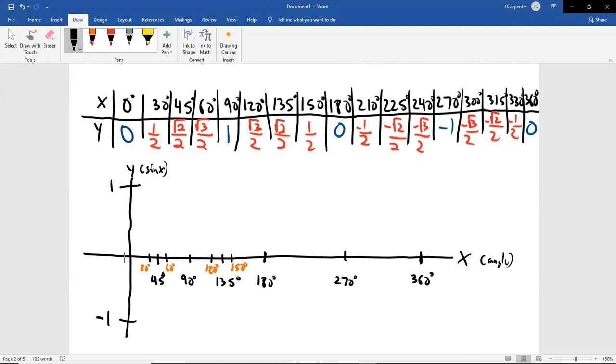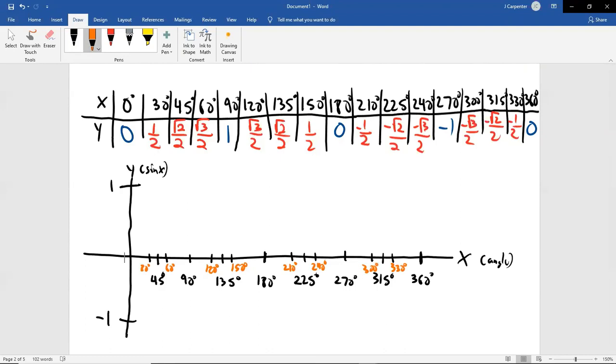Halfway between 180 and 270 would be the 225. Then cluster them around that for the 210 and the 240. Halfway between 270 and 360 is the 315. Then clustered around that would be the 300 degrees and the 330 degrees.